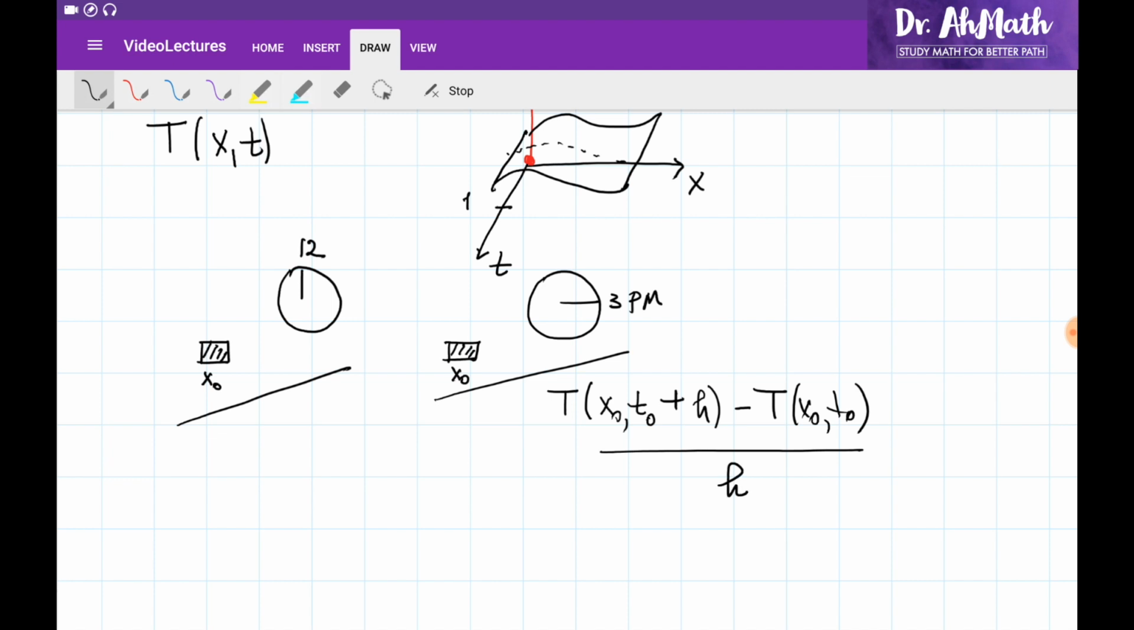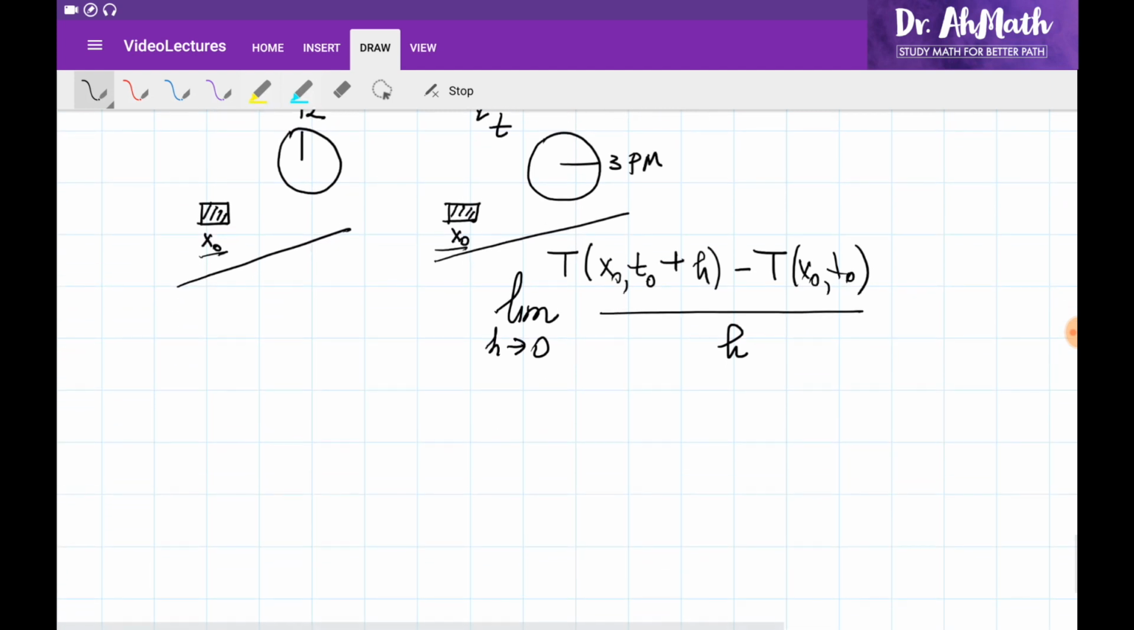Then this is going to give me the rate of change of the temperature at the same point with respect to the time. So please note here, I'm taking the position as fixed, as a constant, because I'm measuring the rate of change of the temperature at the same position. So when I take the limit of h goes to 0, this is going to be the instant rate of change of the temperature with respect to the time, right? This is similar to what we did before.